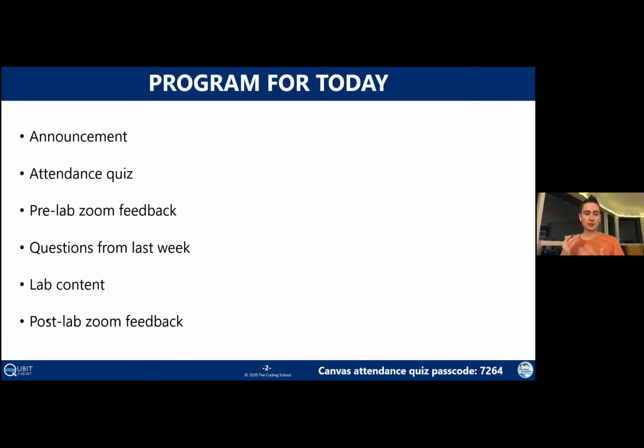Then we will do our usual attendance quiz. And as usual, the quiz passcode is right there in the bottom right of the slide deck, just in case you do join late at any point in the future. And then we'll do the main part of the lab. We'll do the pre-lab Zoom feedback, questions from last week.